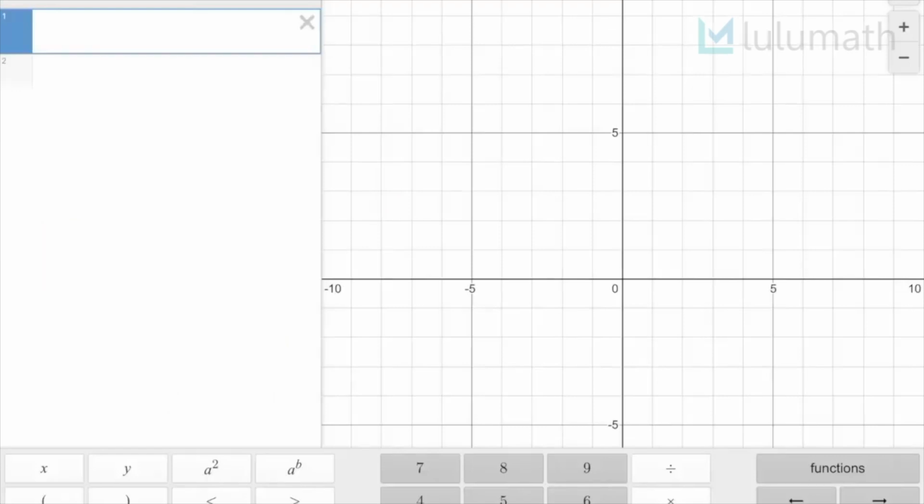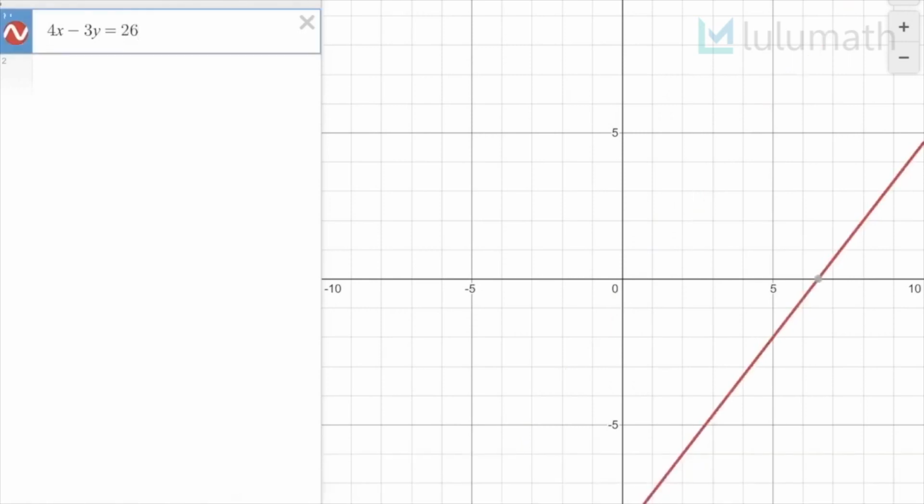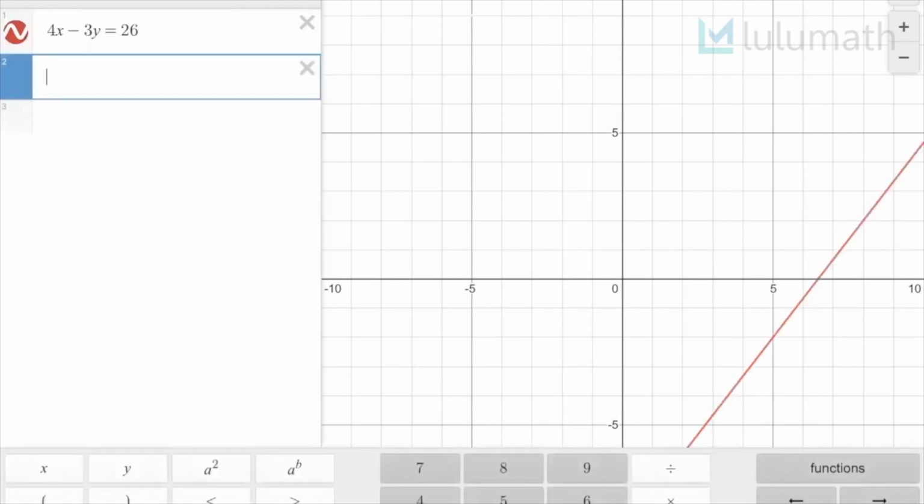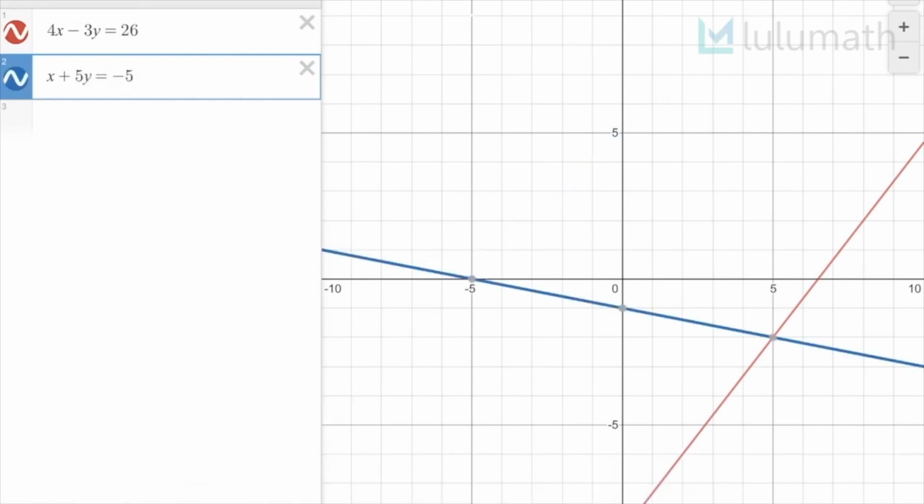Now I'm going to use Desmos to verify that my answer is correct. So our first equation in our system was 4x minus 3y equals 26. And if you notice on this red line right here, we have infinite points that make up my line. Okay, so if you look, I can drag a point along the line and we've got infinite points that make up my line. And then I'm going to put my second equation in, so x plus 5y equals negative 5. Okay, again, my blue line also has infinite points on the line. However, I have one point that satisfies both equations at the exact same time, and that point is 5, negative 2.